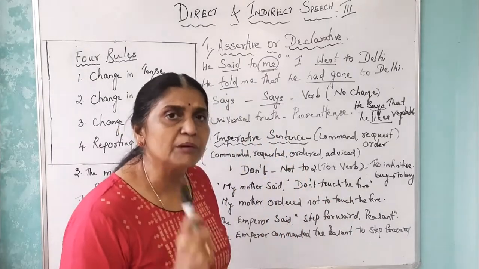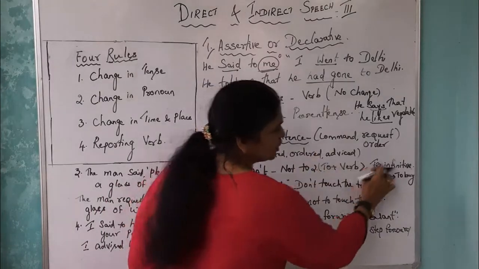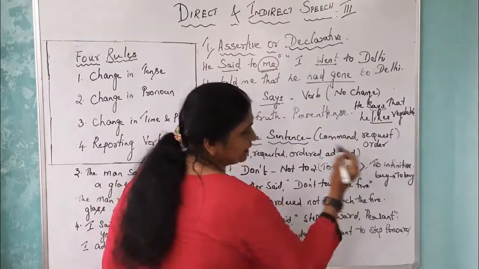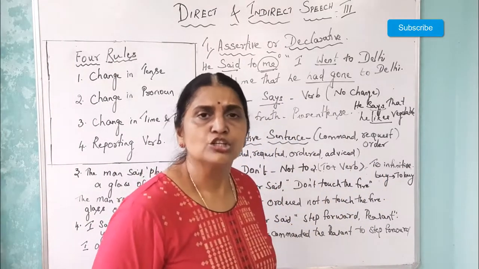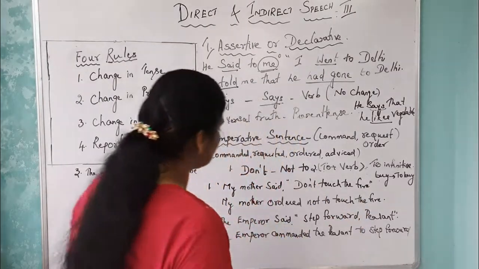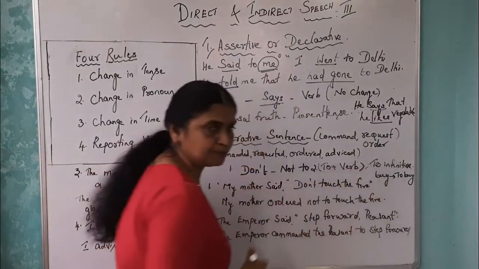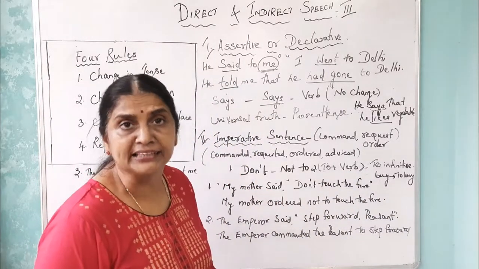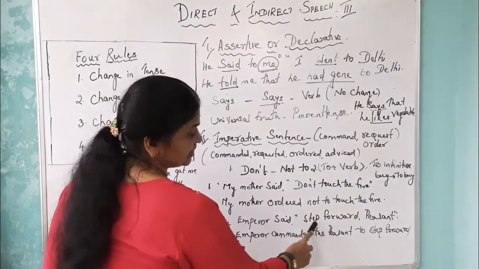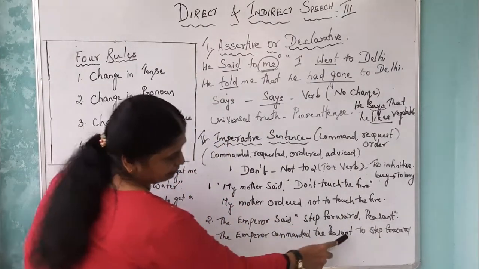Then how does the verb have to be changed? You have to put "to" before the verb, that is, the to-infinitive. Suppose you get "buy" as a verb in the sentence, you have to change it into indirect speech as "to buy". For example, the emperor said, "Step forward, peasant." Step forward, that's a command, okay? The emperor said, "Step forward, peasant." So the emperor commanded the peasant.